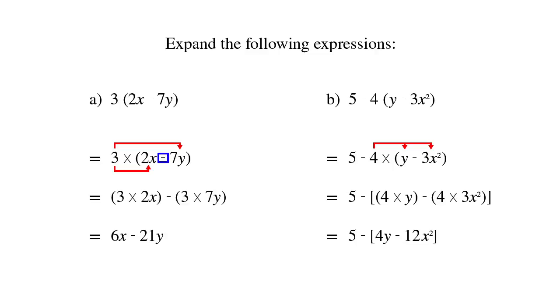Now, we've got a minus sign outside the bracket. That changes the sign inside the bracket. So minus times by 4y gives us minus 4y. And then a minus times a minus gives you a plus 12x squared. Our 3 terms here are unlike terms, so we can't combine them together. Our final answer therefore is 5 minus 4y plus 12x squared.